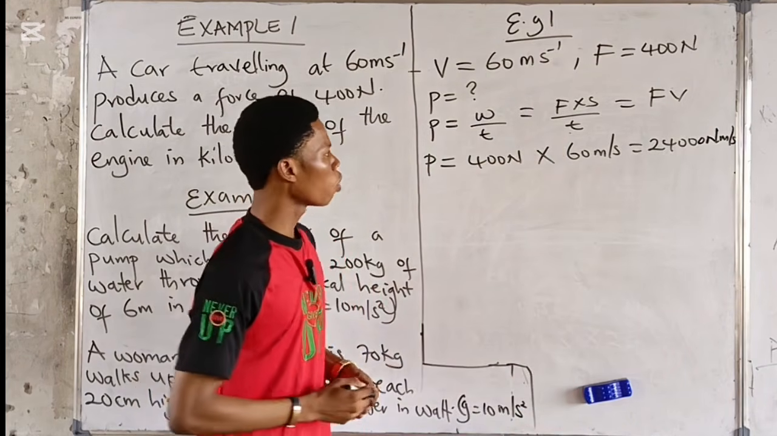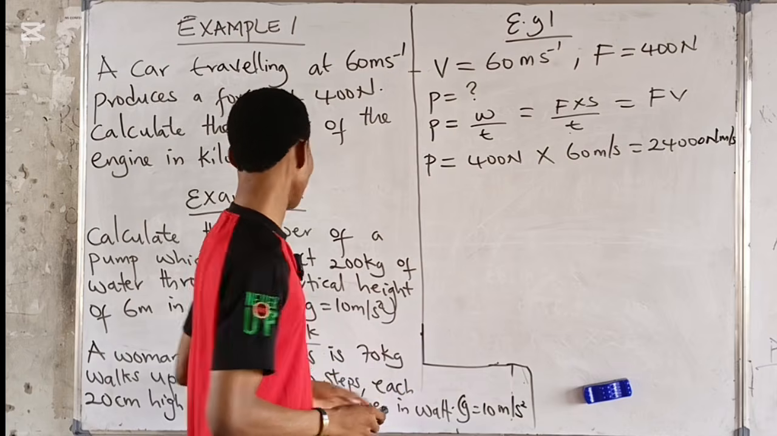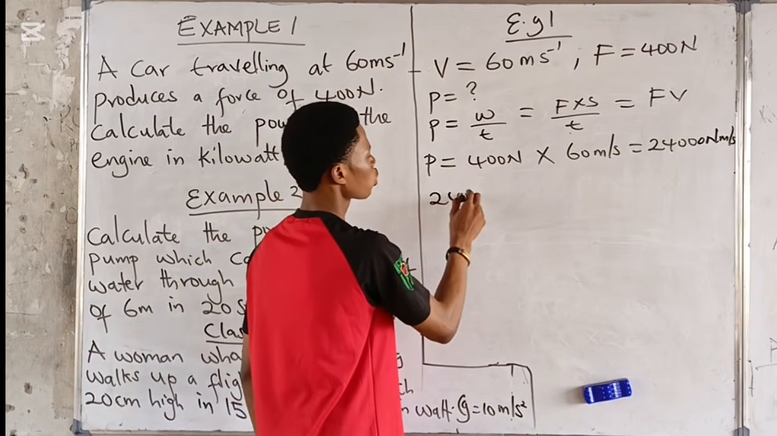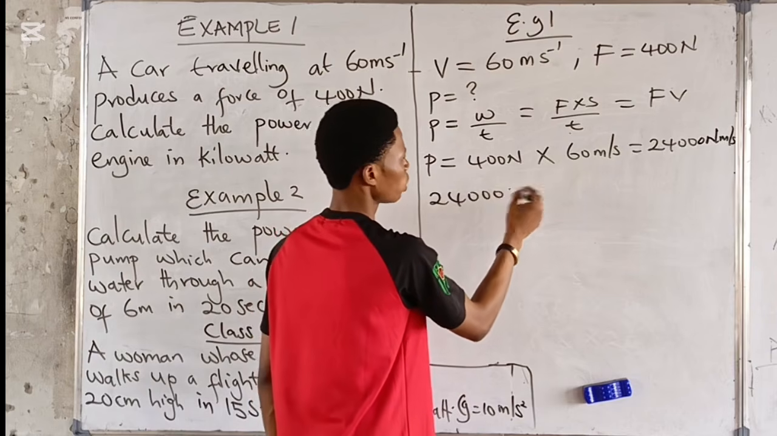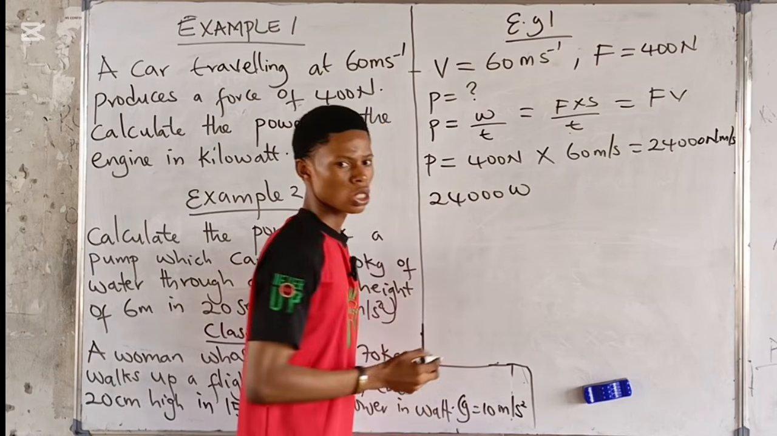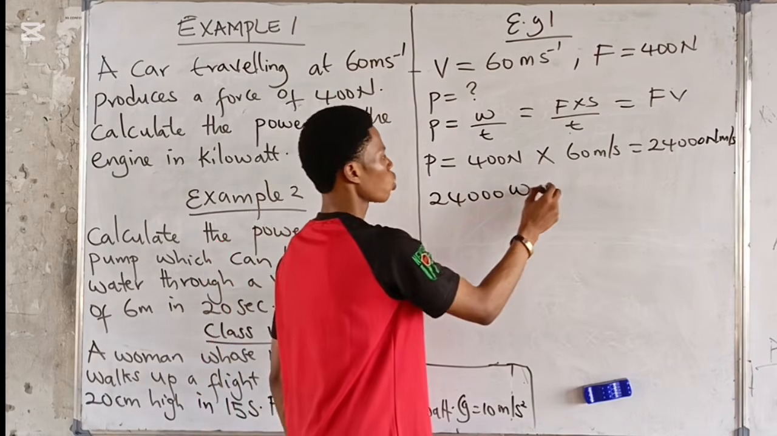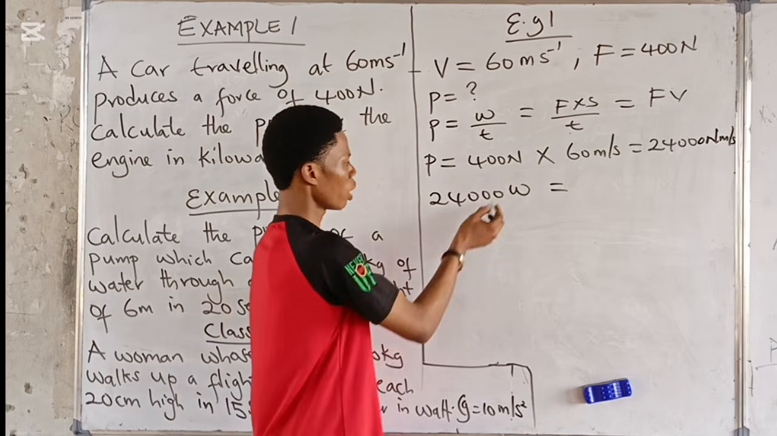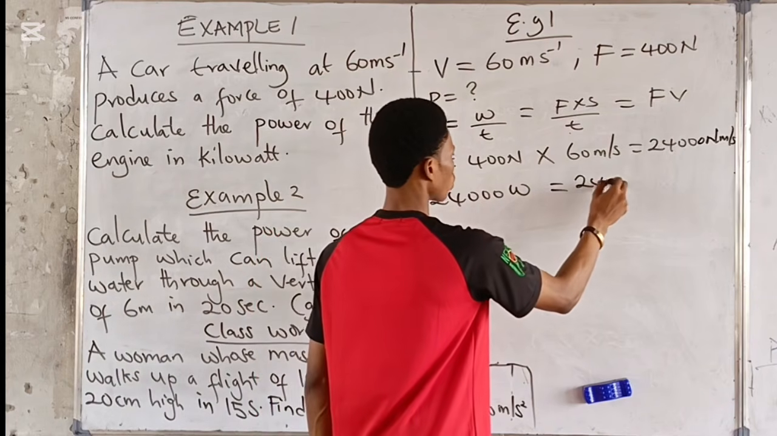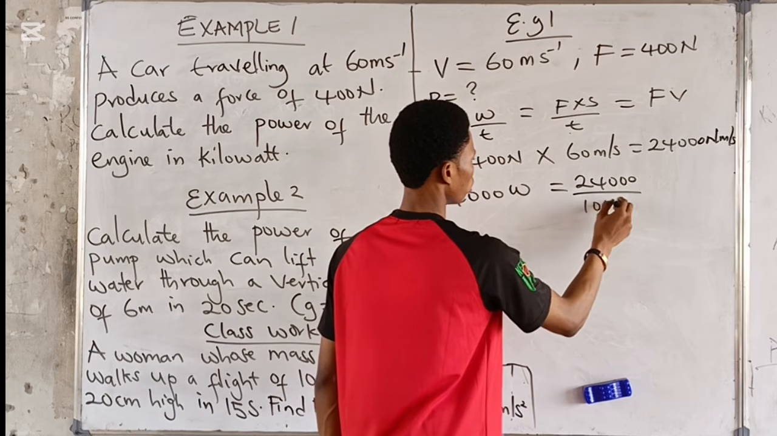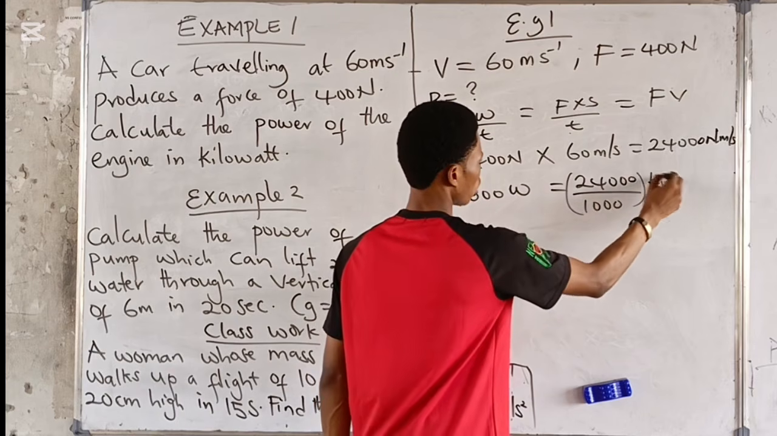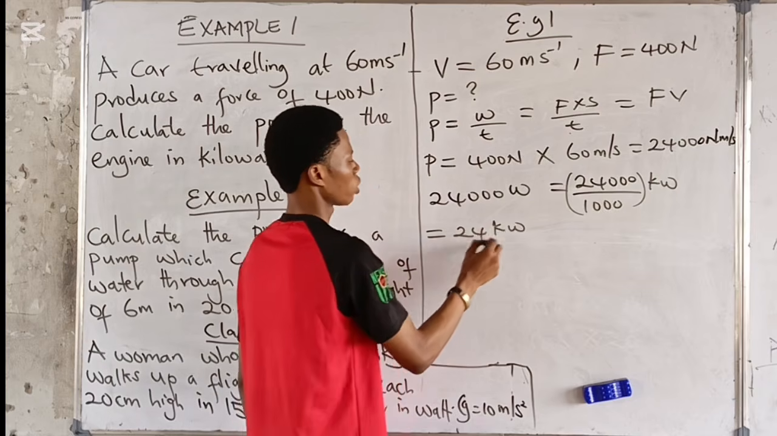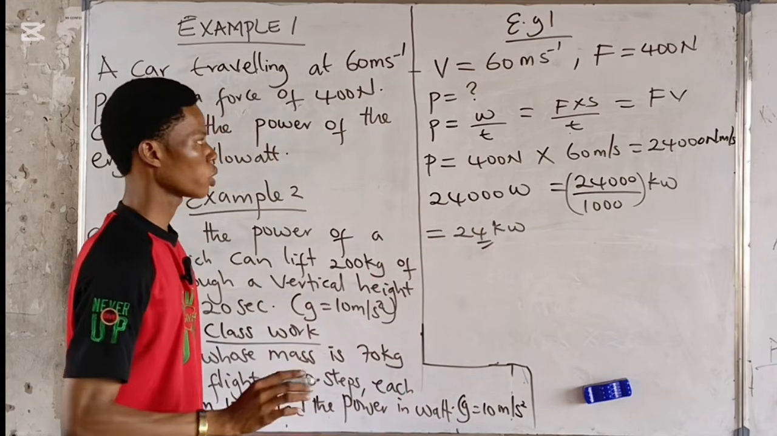Now, Newton meter per second, but we are asked to leave our answer in kilowatts. 24,000 Newton meters per second is the same thing as saying 24,000 watts. So how do you convert watts to kilowatts? To convert watts to kilowatts, you divide through by 1,000. So 24,000 divided by 1,000 will give you the answer in kilowatts. So this will give us 24 kilowatts. That's the answer to that question.